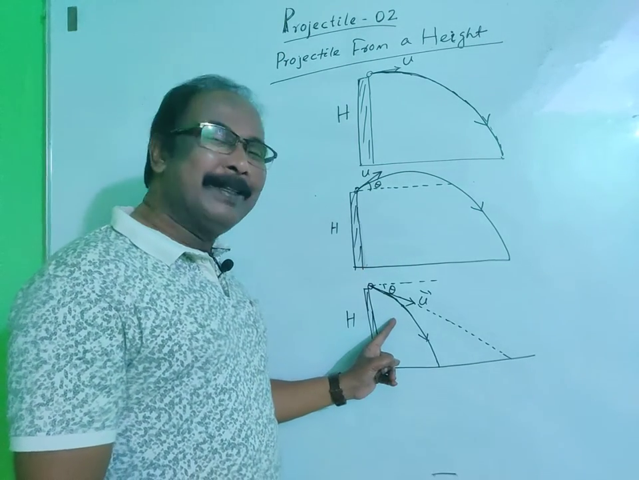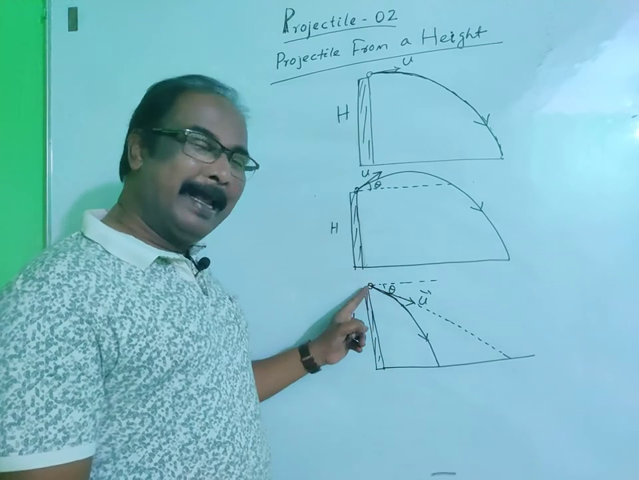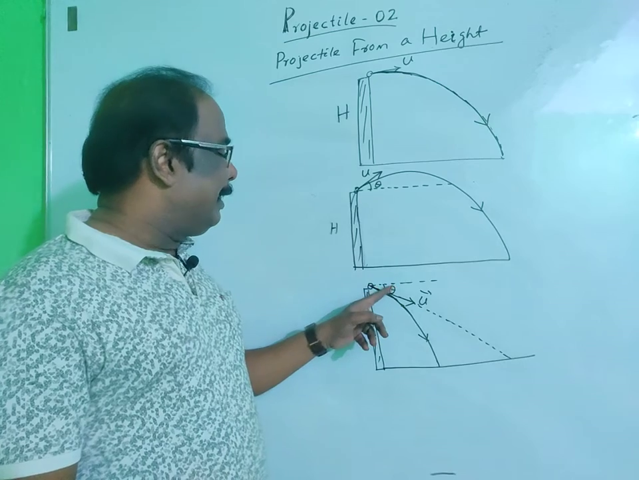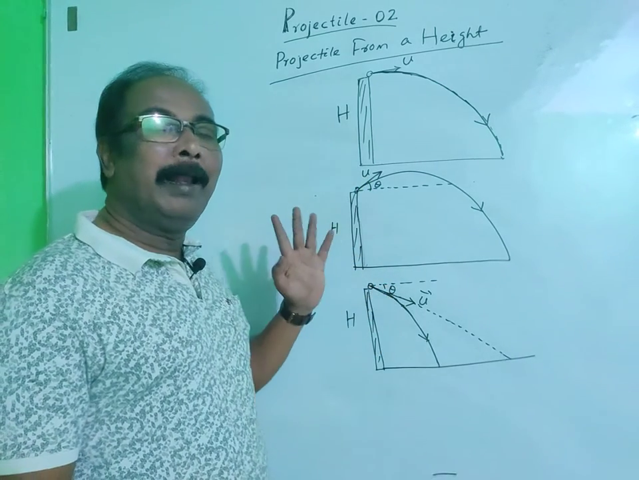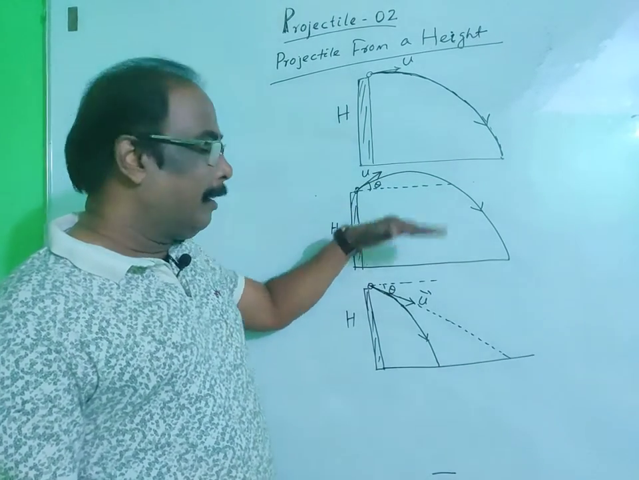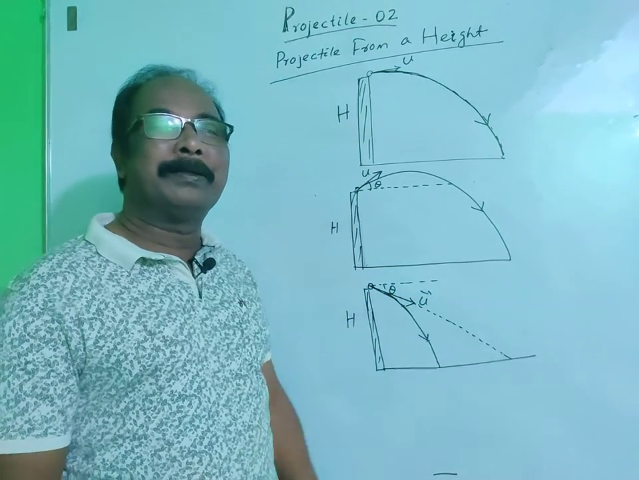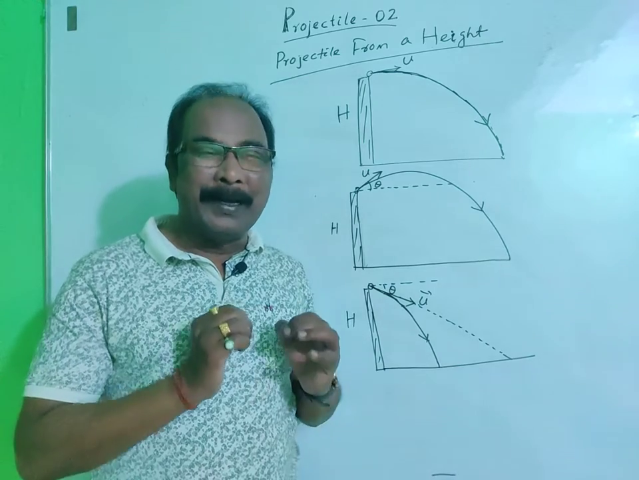So this is the third case. Here also a body is thrown from a height h with a velocity u making an angle theta with the horizontal. Here angle theta, here also angle theta. But here the body is projected upward and here the body is projected in the downward direction. So there are three cases in today's class.